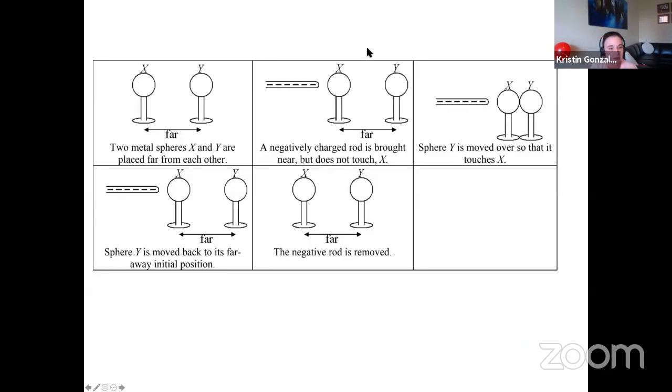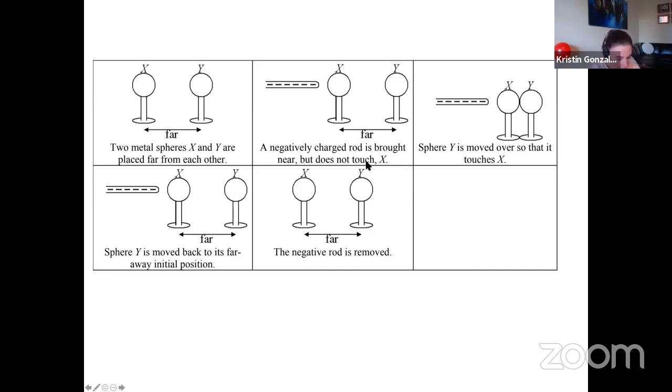So if we have two metal spheres, and we have them far apart, sphere X, sphere Y, and they're far apart from each other, and they are both at the moment neutral. But I'm going to bring a negatively charged rod close to that sphere X. I want you to think about what that's going to look like.